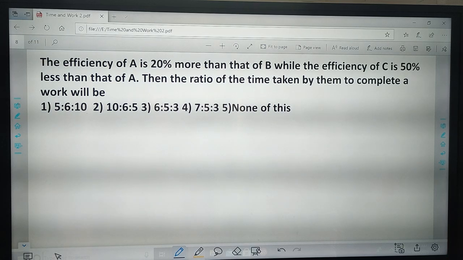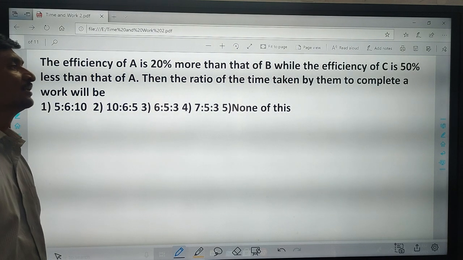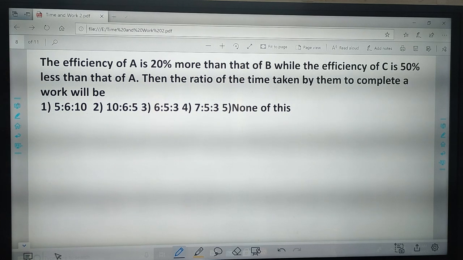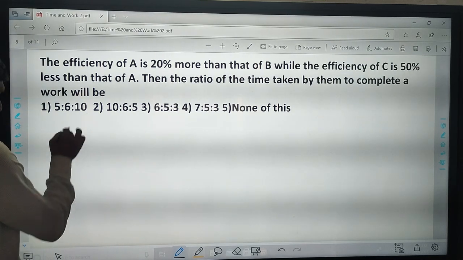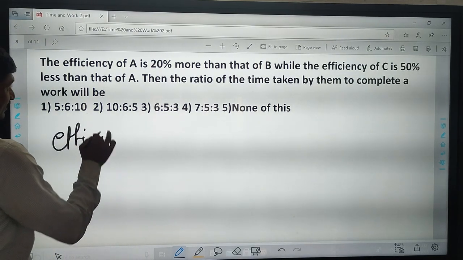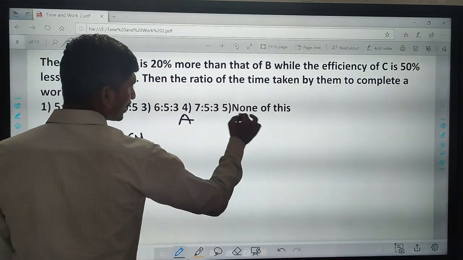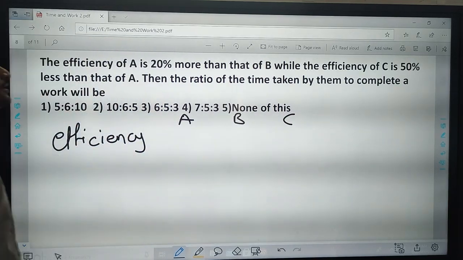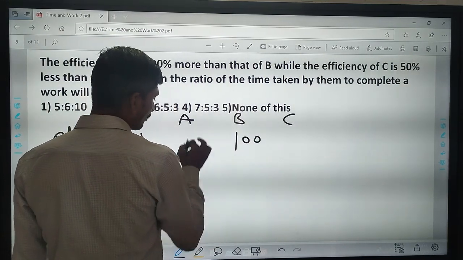Here, the efficiency of A is 20% more than that of B, while the efficiency of C is 50% less than that of A. Then the ratio of time taken by A, B and C to complete a work will be? Here, the same efficiency. A, B and C. Efficiency of A is 20% more than that of B.